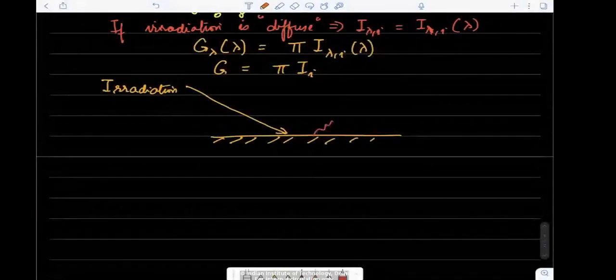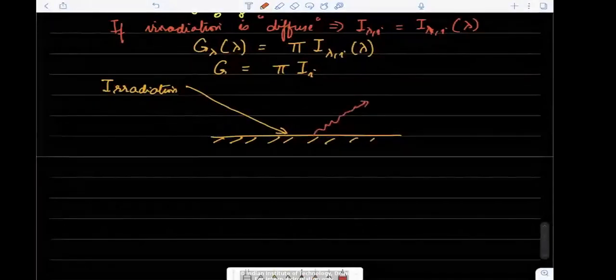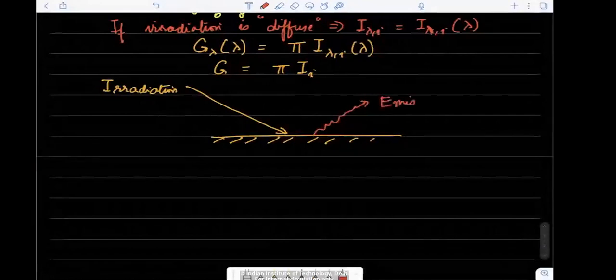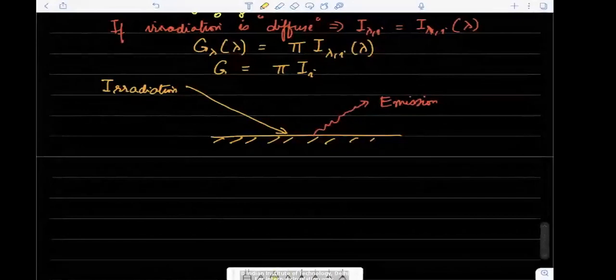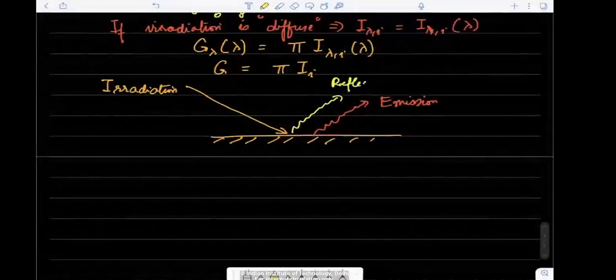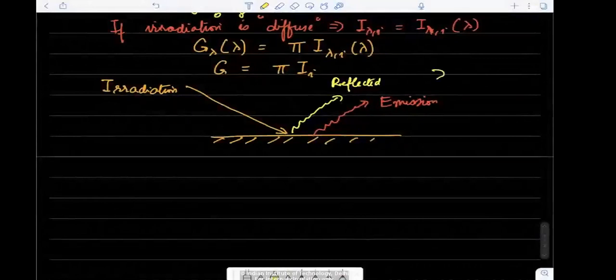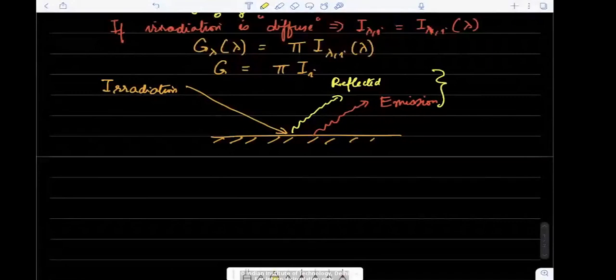The surface emits because of its finite temperature, so there is emission. But the surface also reflects part of this irradiation. So this is the reflected irradiation. So we have another quantity which combines these two, because if you are thinking of the surface, the surface is doing both. It is also reflecting, it's also emitting.